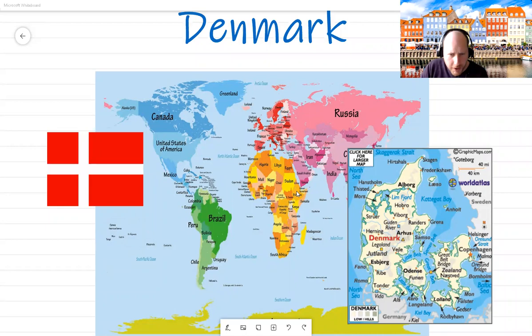We're going to have a look at some wildlife, including one particular pig. We are then going to have a look at what comes next, the government. We're going to have a look at the economic standing, and of course, we're going to have a look at the culture. So let's start with where Denmark is in the world, though.